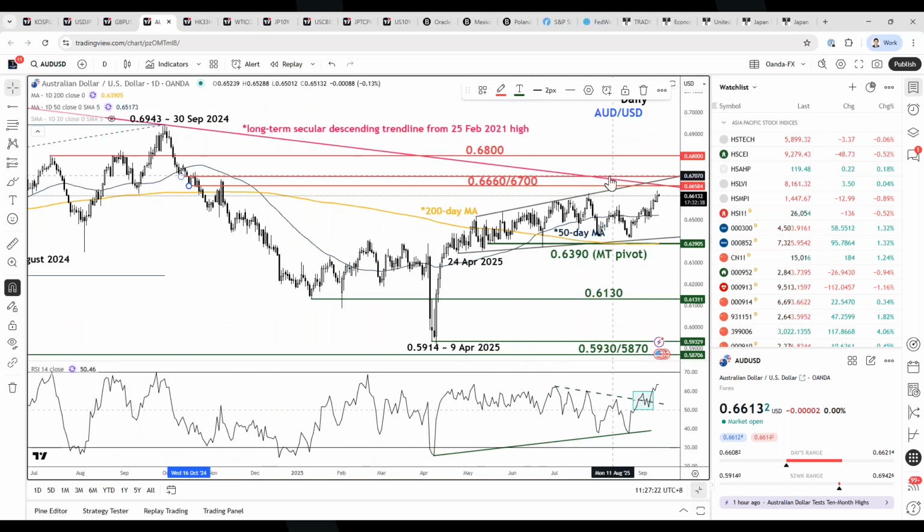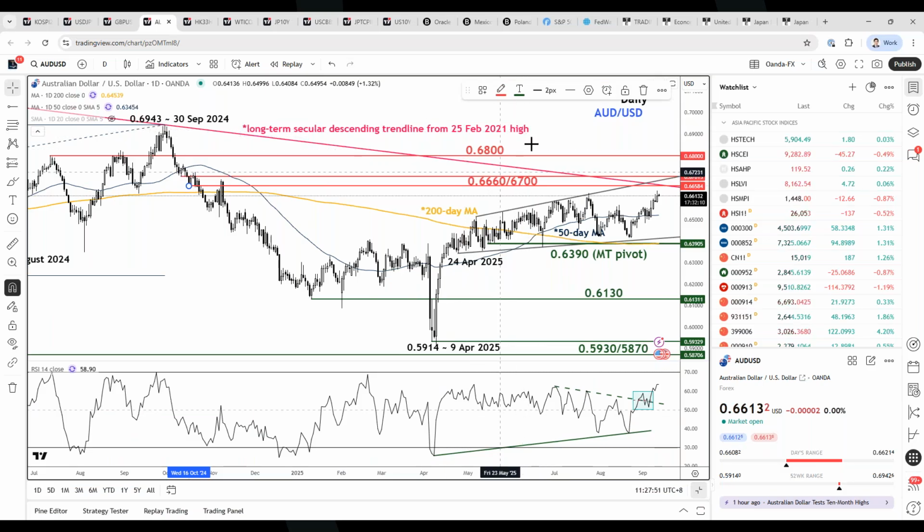So this 66.60 / 67 figure is actually the upper limit of this medium-term expanding wedge configuration that has been in place since the low of 24th of April this year, and also right exactly close to the long-term circular descending trend line that kept previous significant bulls from running up further, that has been in play since the 25th of February 2021 high.